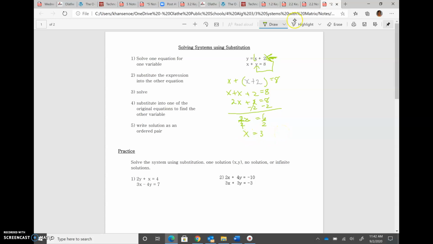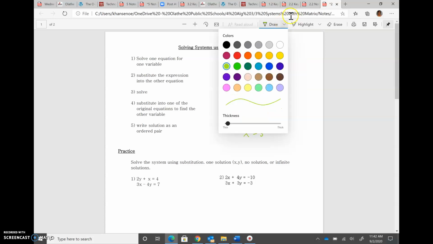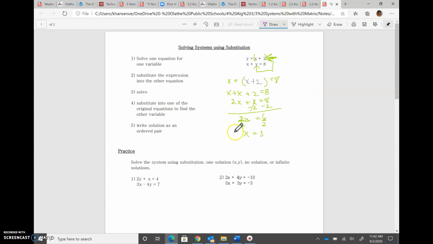All right, so now this is the second part of what you're going to do for this problem. Now I am going to take my x and I'm going to plug it in. So I'm going to plug it in to the one that was already solved for y. You can plug it into either one, but this will make it easy because then what I have is y equals 3 plus 2, y equals 5. So my answer is x is 3, y is 5. It intersects at a point.